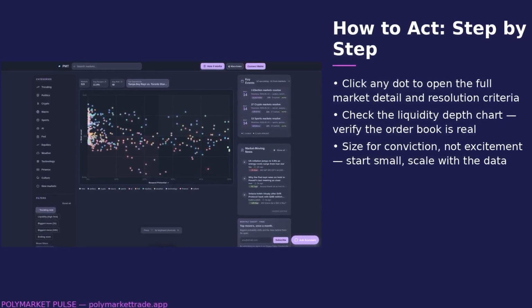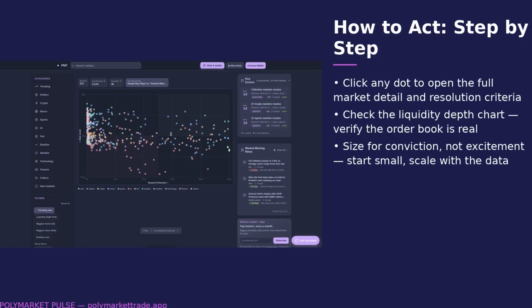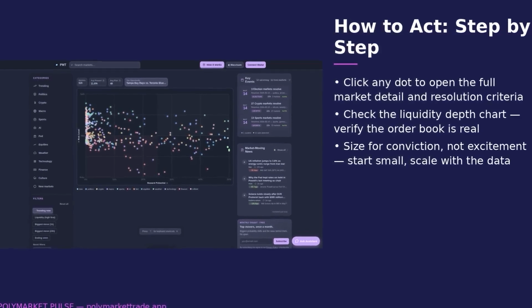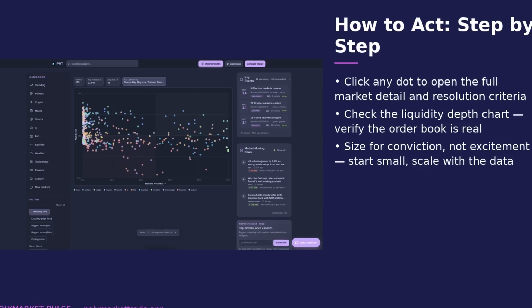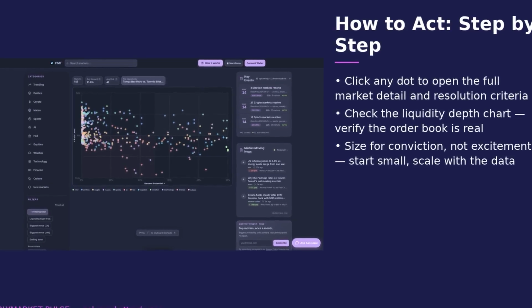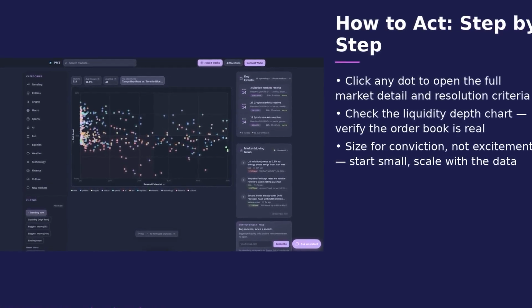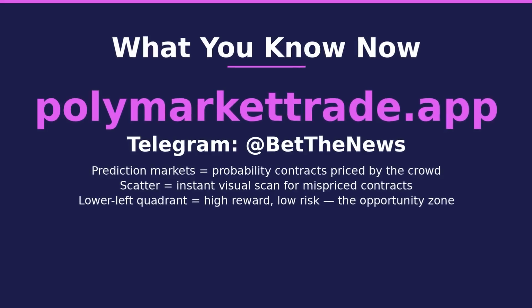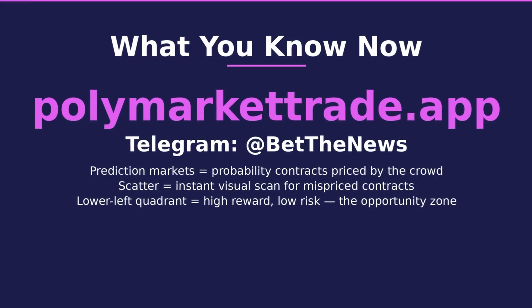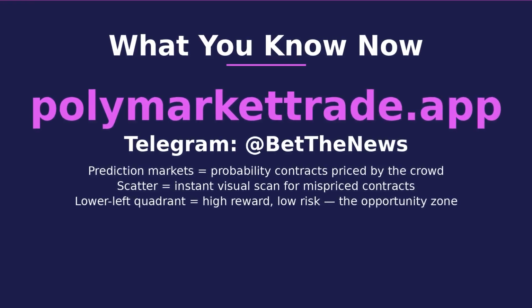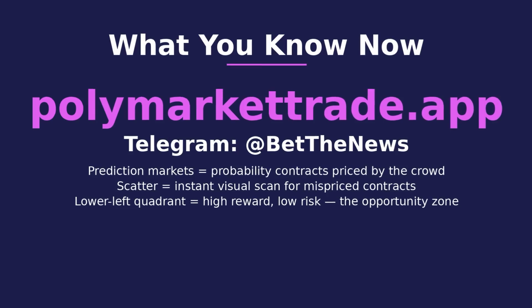The horizontal axis, X, measures potential reward. Specifically, it shows how far the current yes price is from the estimated fair value. Fair value is derived from a combination of historical base rates, recent on-chain data, and liquidity-weighted crowd signals. The further right a dot sits, the bigger the gap between what the market is currently pricing and what the underlying data suggests the probability should be. Our BTC regulation contract at 34% with a 55% fair value signal? That dot sits far right. Large potential reward if the forecast plays out. Think of the x-axis as the alpha signal on the chart.